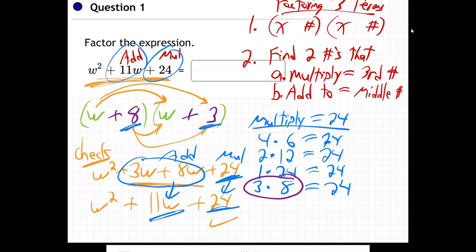So we're done. Again, I hope I didn't confuse you by doing so much stuff. The answer is right here. That is the answer. 2 parentheses, W plus 8, W plus 3. Either order, you can have the 3 first, then the 8. Either way, it doesn't matter.